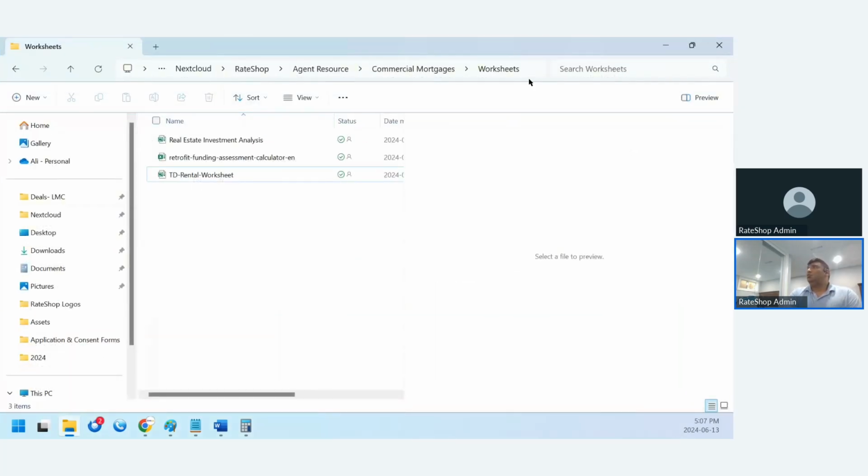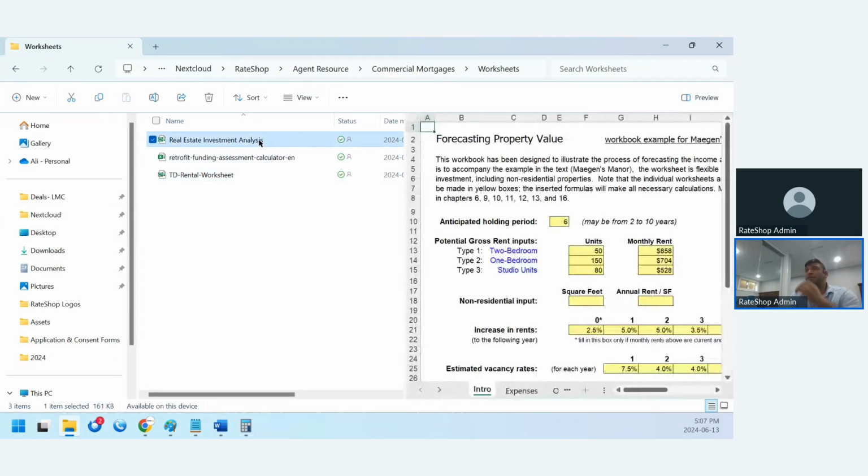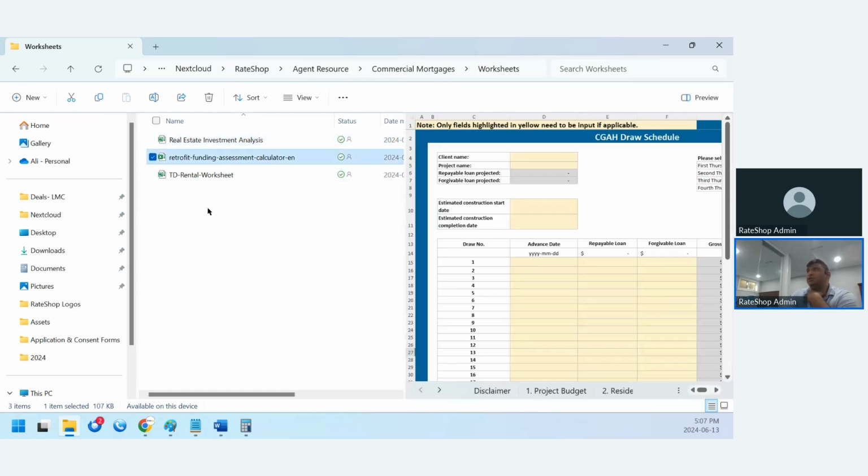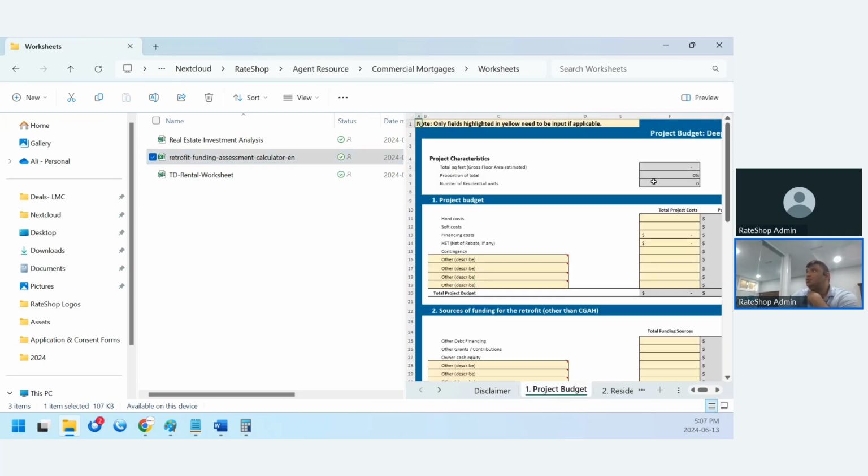So under worksheets, you're going to find the TD rental, retrofit, and rest real estate investment analysis as an Excel sheet. I think there was one more. I think it got removed, but we'll upload it again. So in this one in particular, you're going to notice it's got a very detailed tab-based spreadsheet. This is not what we call a 16 divisional. A 16 divisional is a little more intricate, but this helps you share very important information with your client.